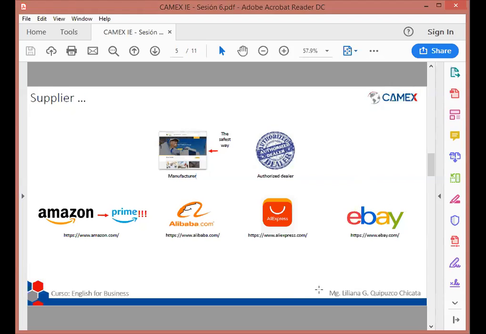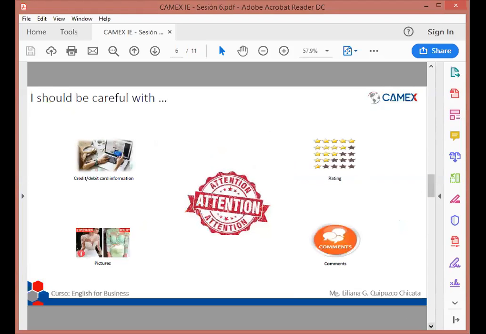Now, what are the main points that I should be careful with when finding a supplier? In this case, I should be careful with my credit and debit card information. Always be careful. Don't put your information online. Don't give your information via a message or send a picture. Be really careful with this information.